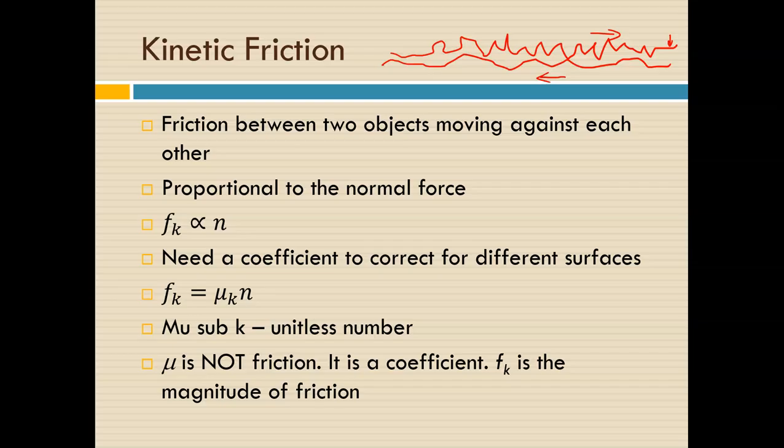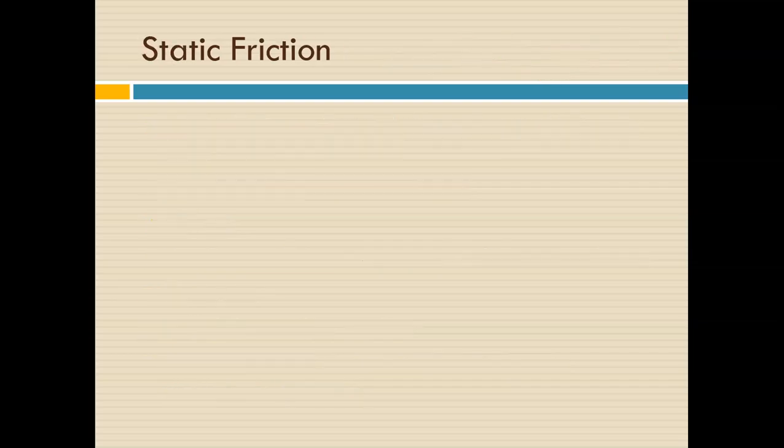One thing you can do though, when you're solving your problems and you have F sub k, is replace that with the expression mu sub k times N. And I'll show you how that comes into play later on. Now, what about static friction? Static friction is similar, but it's a little bit different as well.